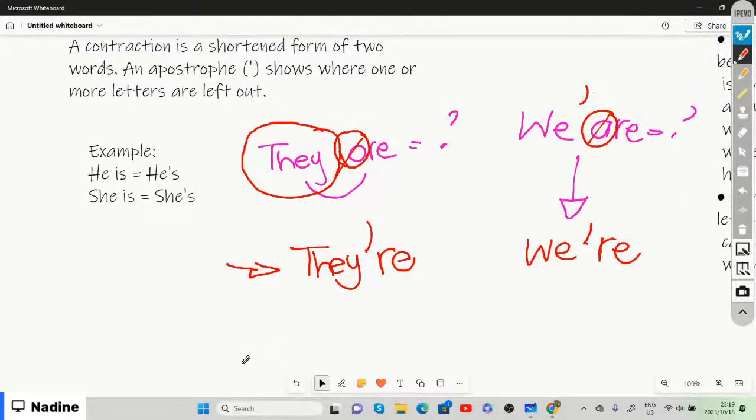Yes, so that is correct. That is basically a contraction, right? A contraction is a shortened form of two words, and we show an apostrophe where one or more letters are left out. In this case, we showed where the letter was left out. We left out the A in are, and then we put those words together. So beautiful, well done.